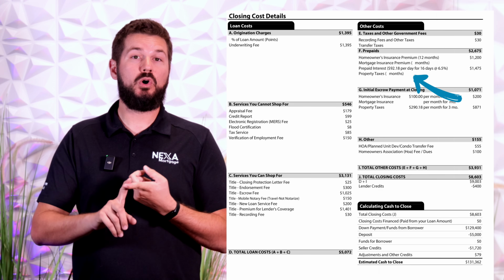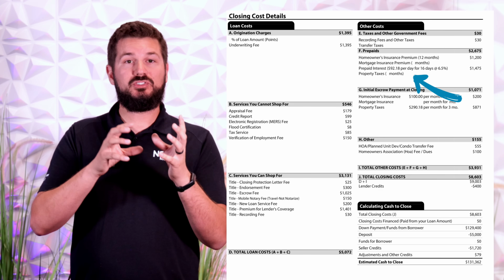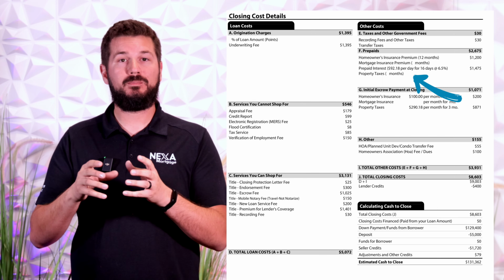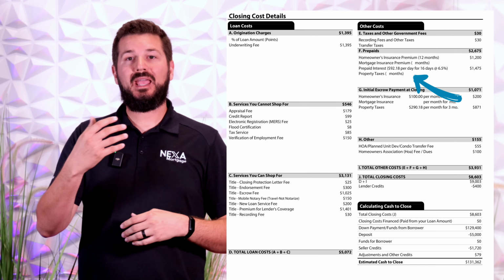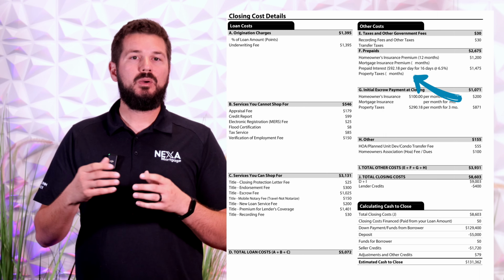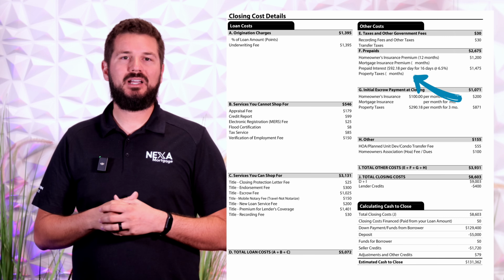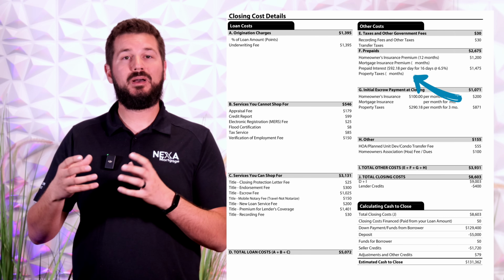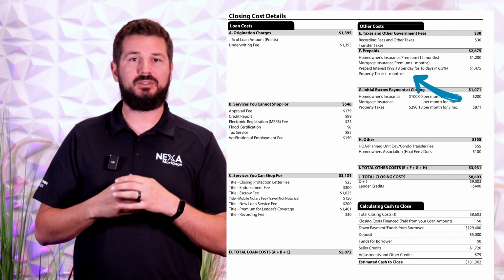It typically includes the homeowner's insurance premium, because just like with your car insurance, your homeowner's insurance needs to be paid in full up front, prepaid interest, and possibly mortgage insurance if your down payment is less than 20%. Just for your information, prepaid interest is calculated from the day you close to the end of the month, so if you close later in the month, this amount will be smaller than if you close earlier in the month.